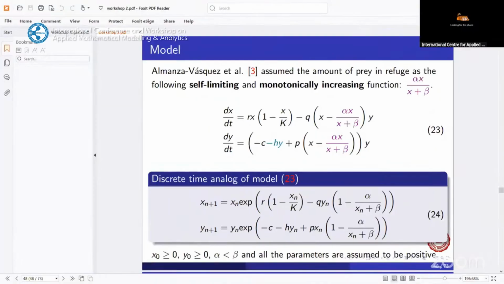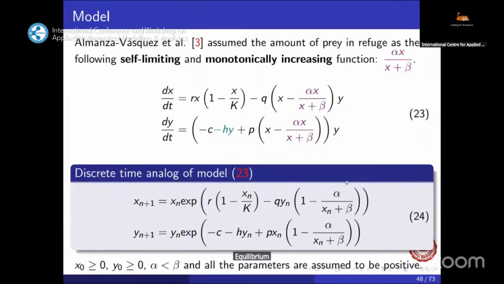The discrete time model is like this. This is the parameter value. Now we analyze the model 24. We first find the boundary equilibrium points. There we get two equilibrium points.